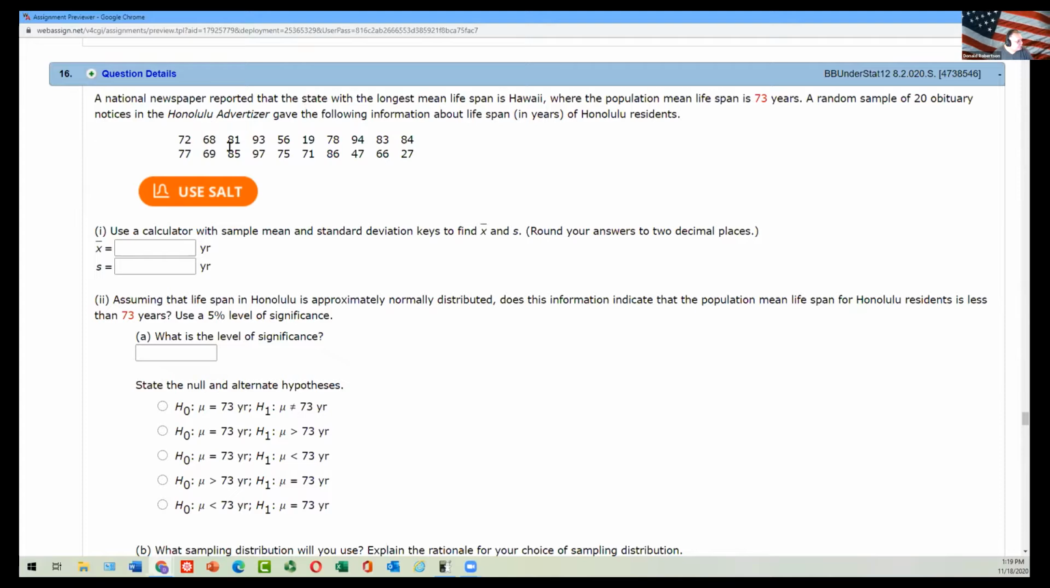There's 2, 4, 6, 8, 10, 12, 14, 16, 18. There's 20 there. So we're going to use SALT to get the mean and standard deviation. So hit that.